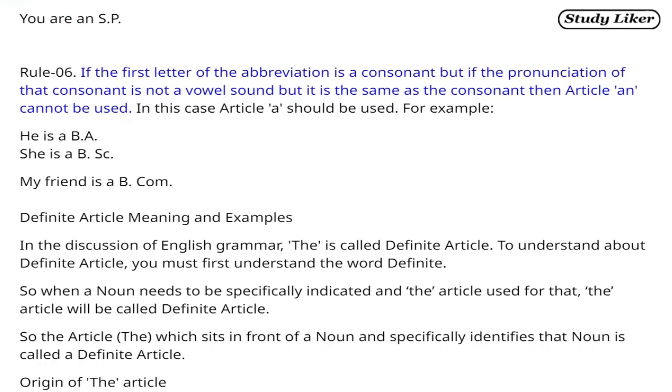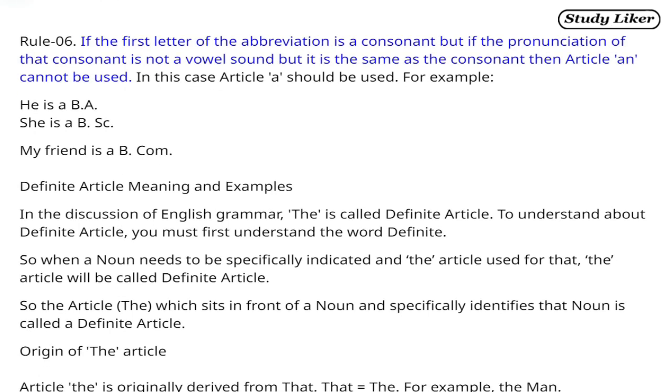Rule 06. If the first letter of the abbreviation is a consonant and the pronunciation of that consonant is not a vowel sound but the same as the consonant, then article an cannot be used. In this case article a should be used. For example, he is a BA. She is a BSc. My friend is a B commander.